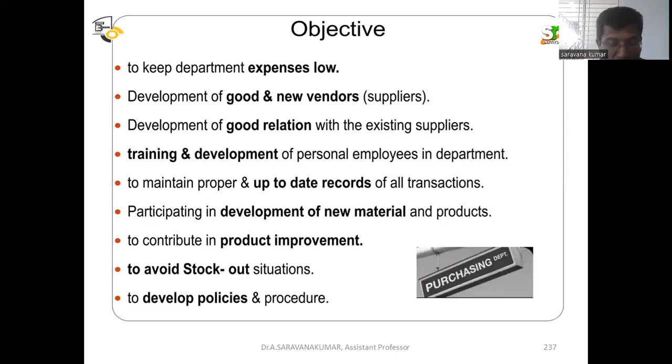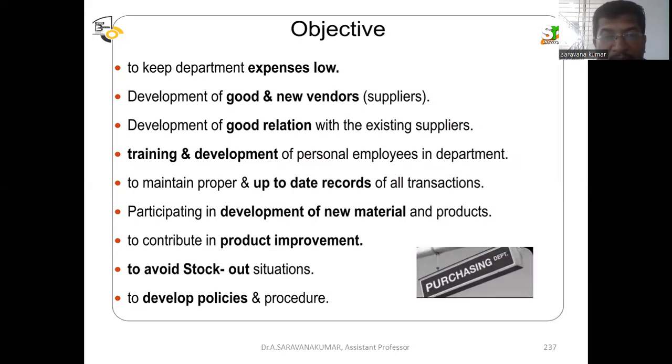So what are the objectives of purchasing management? To keep department expenses low, and development of good new vendors. It means new suppliers, so you have to develop a cordial relationship with the new vendors and suppliers. Development of good relations with the existing suppliers. Training and development of personnel in the department, such as how to use the product. That's also where we need the training, so we don't use more and it stays within the limit level.